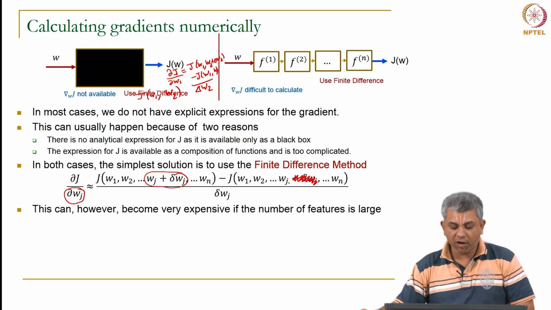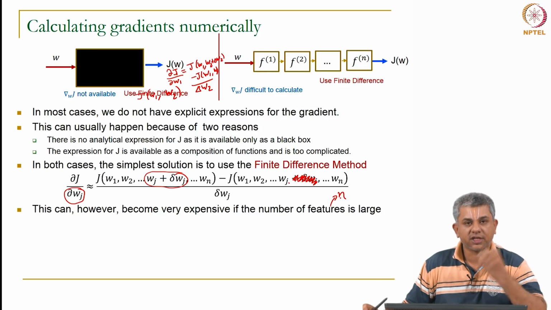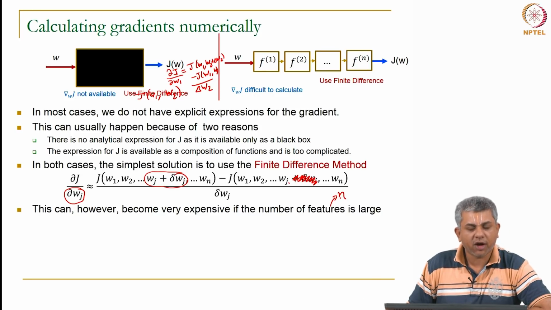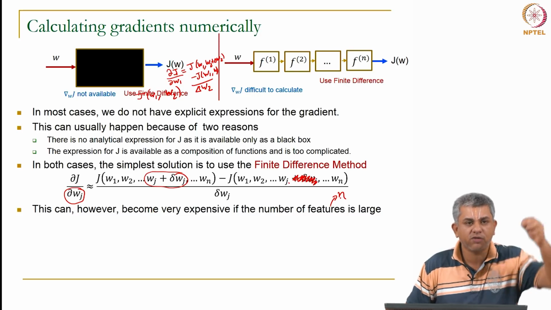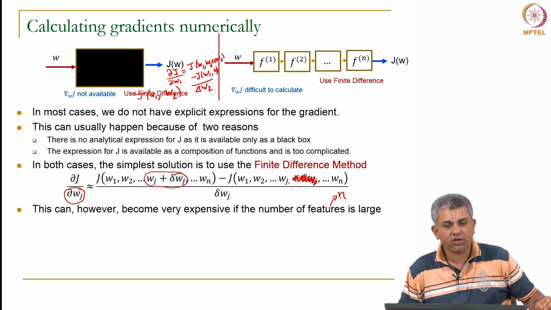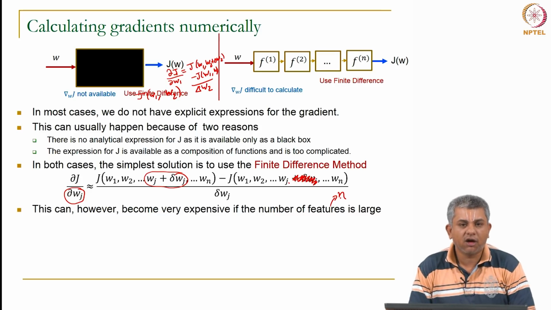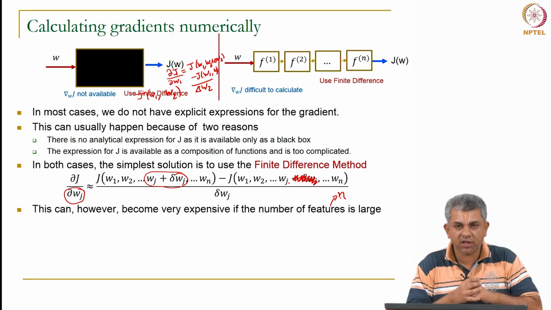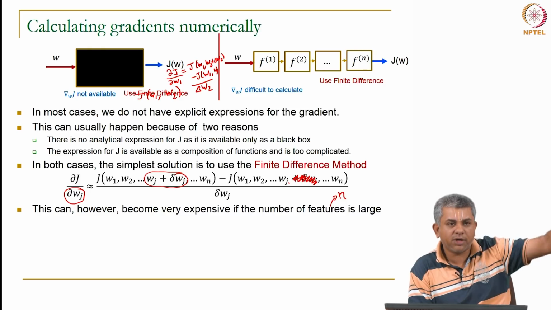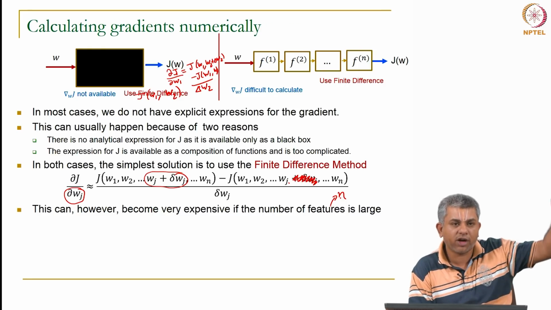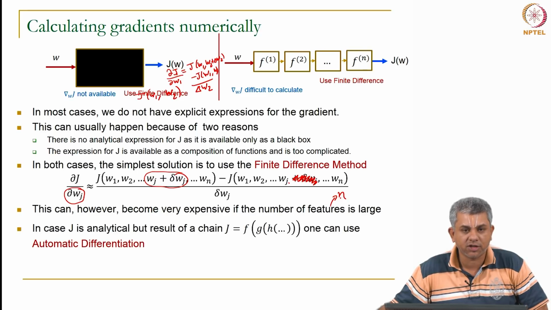However, if your number of features is n, which is the size of your W, and it is very high, this can become very expensive because you will have to perturb each one. So, if you have, say, a 60 cross 60 image and you have 3600 features, you will have to perturb 3600 times in order to find out each one of these derivatives. So, this can become very large.